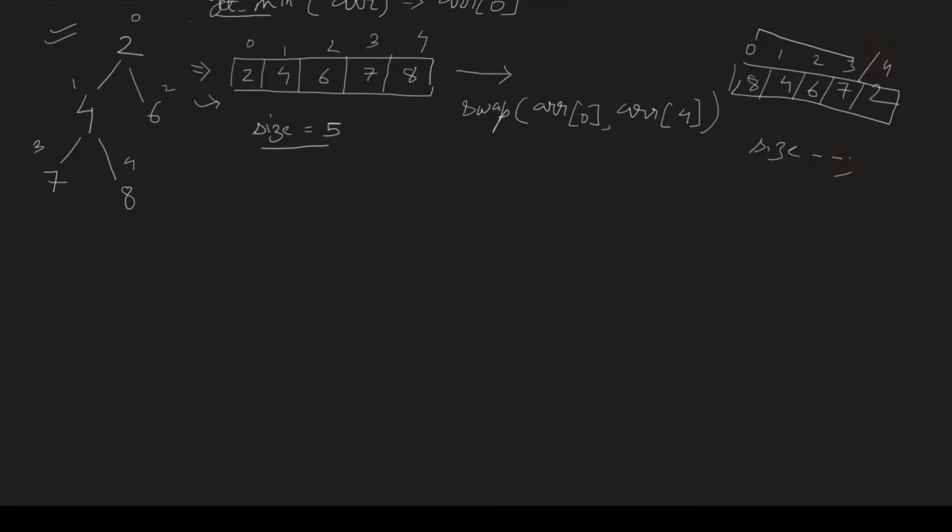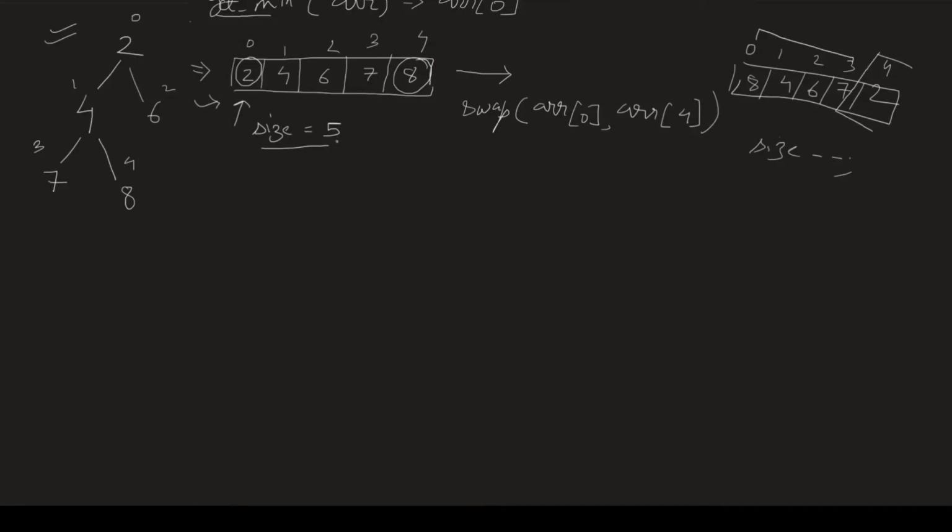So we will ignore this index, because the main thing is that we need to extract the minimum from the heap. First we need to get the minimum, and we got the minimum from the first index value. Then after that we need to swap this value with the last value. And after swapping the value we need to decrease the size. So this is the first step.